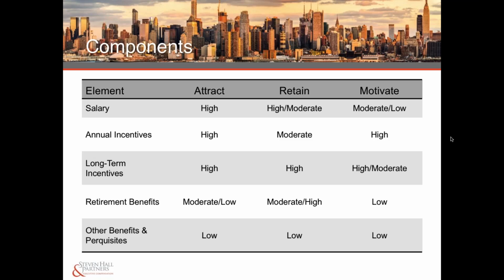As you can see down the bottom, the retirement benefits and the other benefits and perks are typically sort of your low to moderate in terms of attracting, retaining, and motivating. Like I said, perquisites are almost all gone, so they don't do much for either of these 3 categories.